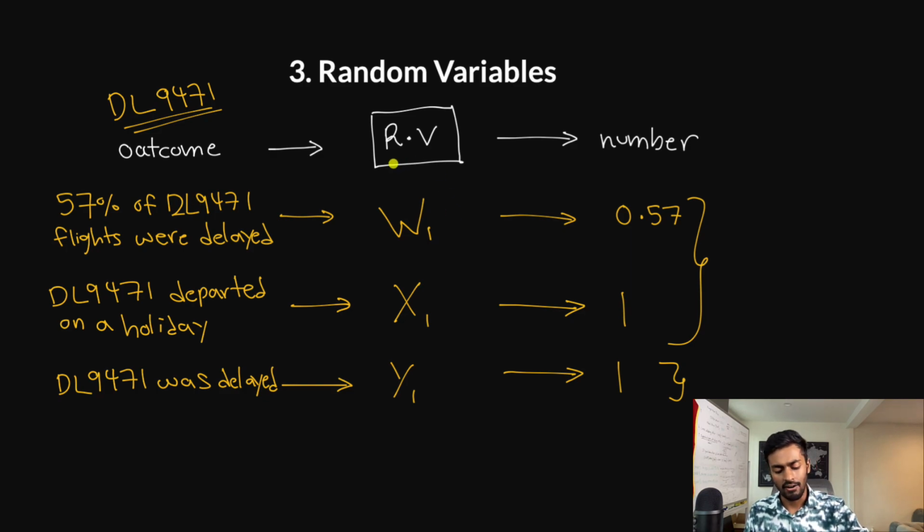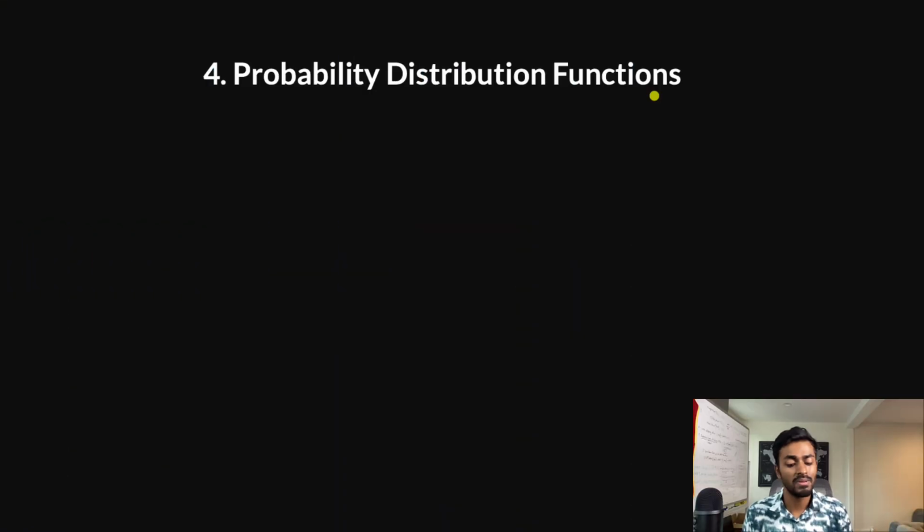So for now, we saw the outcome of, for example, W1 to be 57%. But this could very well have been 56% or 55% or 53.7812%. So to understand more about the behavior or the probabilistic nature of flight delays, and also of holidays, and also of delays in general, we can also use probability distribution functions. Now, since probability distribution functions are functions, I'm going to draw them out graphically.